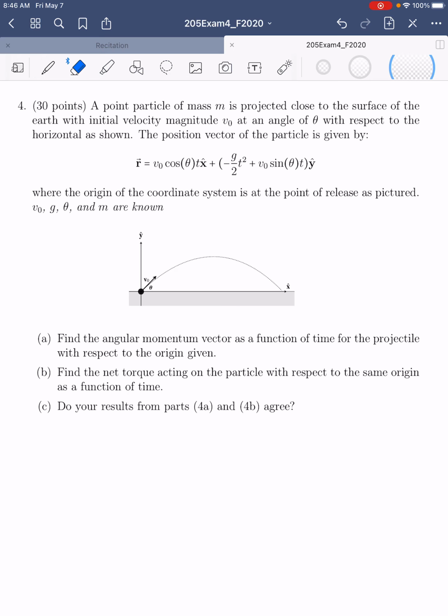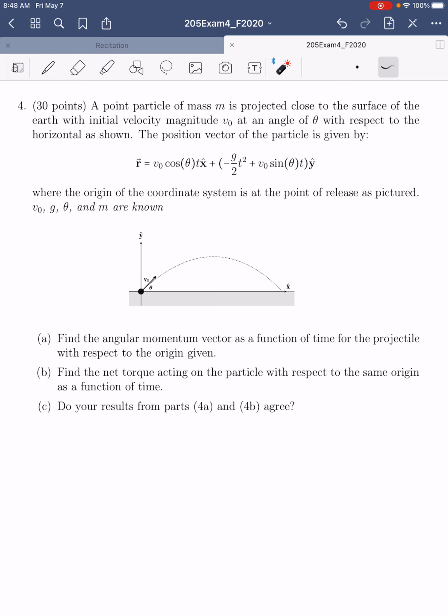Hello everyone, I'm going to be recording solutions for the extra problem in the rotation module. This is for chapter 11, and this is actually inspired by a homework problem, but it's an old exam problem, and what you're given is information about a projectile.